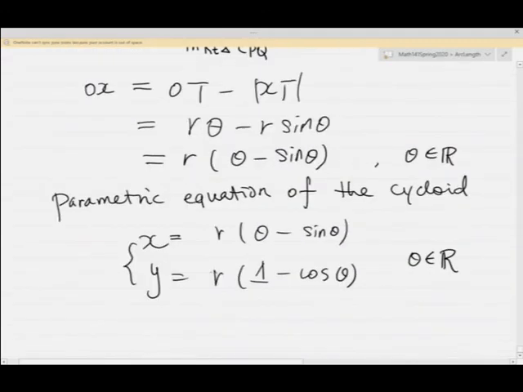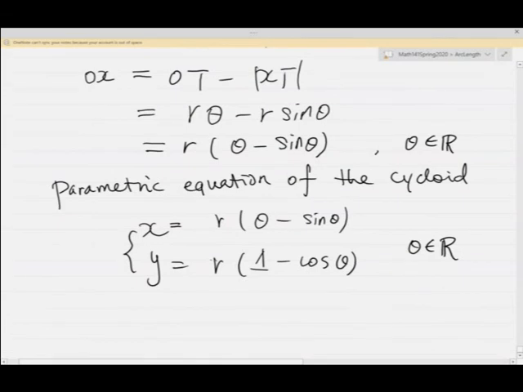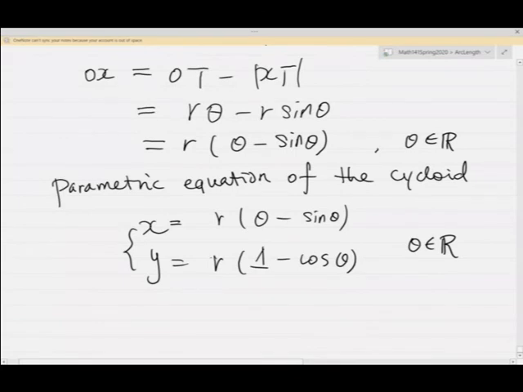The period is 2 pi R. Y as a function of x is periodic. For this example, it's hard to find an explicit expression of y in terms of x. It's difficult to find an explicit expression of y in terms of x.